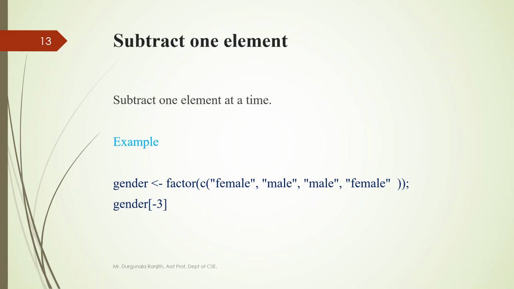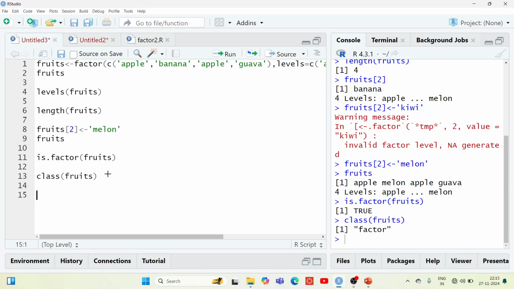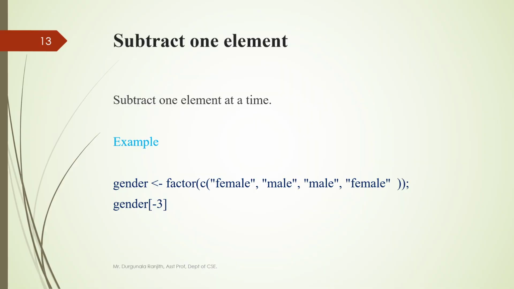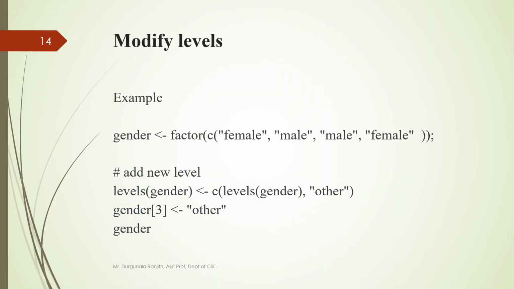Suppose you want to subtract one particular element, then you have to use a hyphen. So our factor name is fruits within the square bracket. Suppose I want to subtract the second element. So here when you observe the output, the second element was subtracted. What is the second element? Melon. Melon was subtracted. So this is a way you can subtract the element.